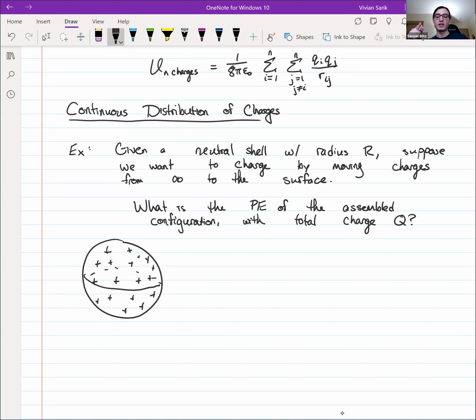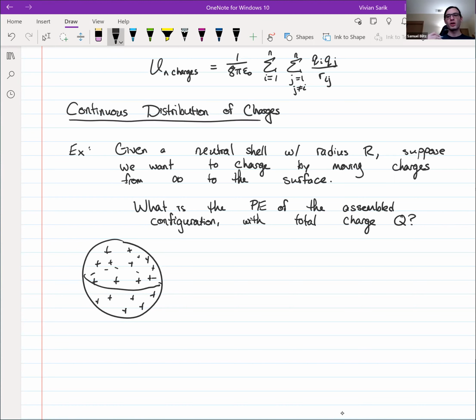Yeah, from infinity to the surface. So we're bringing charges in from infinity and we're placing them on the surface. And so there has to be some potential energy associated with this configuration of charges because you have a whole bunch of positive charges near each other that don't want to be near each other. And so there's a force present, and hence there would be a potential energy. So what we're going to do is start calculating.